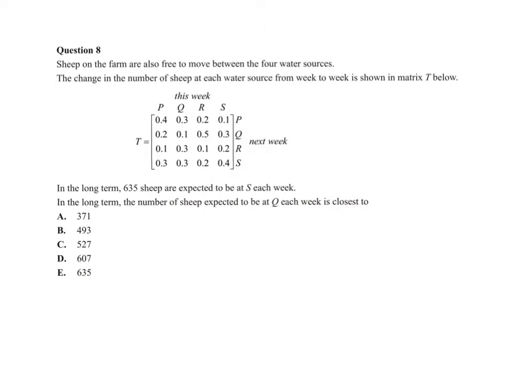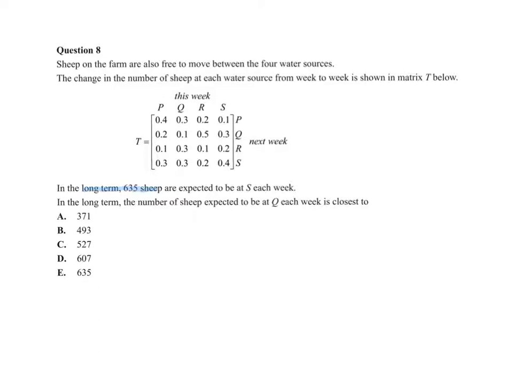So sheep on the farm are free to move between the 4 water sources, and the change in the number of sheep at each of the sources from week to week is shown in the transition. In the long term, so we know in the long term, 635 sheep are expected at S each week. In the long term, the number of sheep expected at Q in each week is closest to.